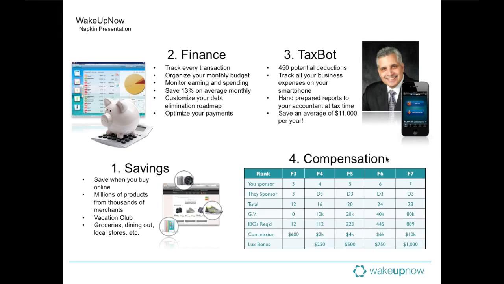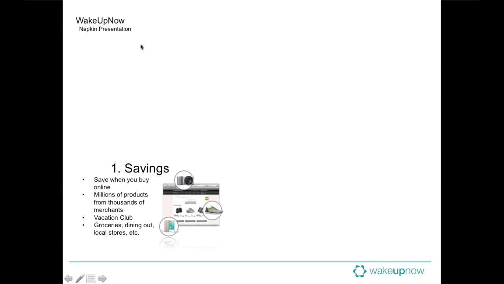Okay, so here's kind of a Wake Up Now napkin presentation. This is, in a nutshell, how you present Wake Up Now. Okay, first things first, present the savings. Talk about how you save when you buy online, that there's millions of products from thousands of merchants. Talk about the vacation club, groceries, dining out, local stores. Whatever you found to be awesome in your savings as you become a product of the product, lead with that.